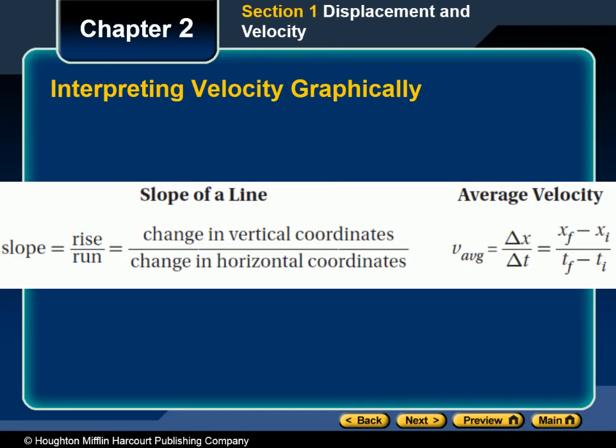For any position-time graph, we can also determine the average velocity by drawing a straight line between any 2 points on the graph. The slope of this line indicates the average velocity between the positions and times represented by those two points. To better understand this concept, compare the equation for the slope of a line with the equation for average velocity. You see that slope is equal to rise over run, which is to say change in vertical coordinates divided by change in horizontal coordinates. And we see that average velocity is equal to change in x over change in t, which is the difference between final and initial positions in each quantity.